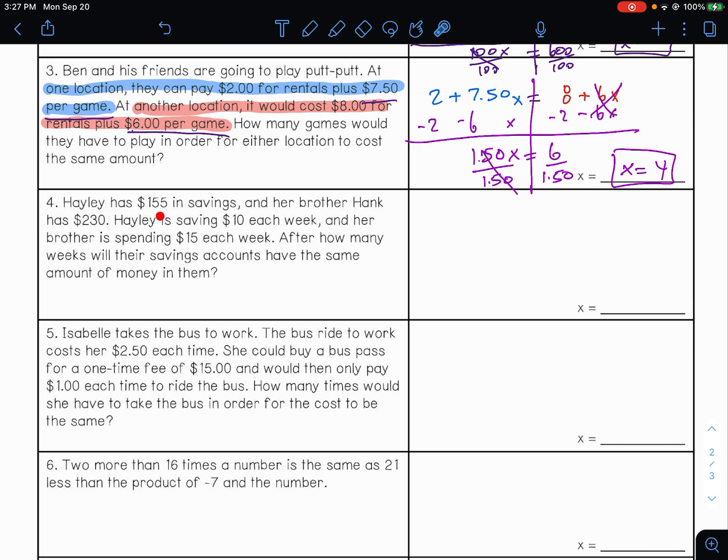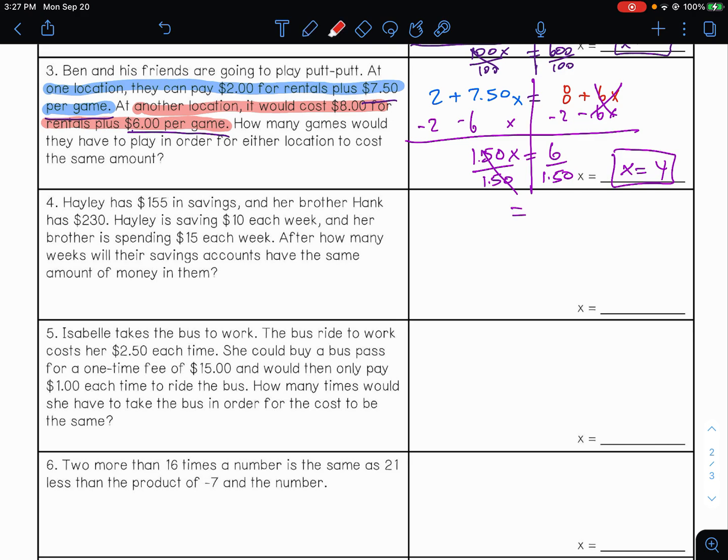Haley has $155 in savings, and her brother Hank has $230 in savings. Haley is saving $10 each week, and her brother is spending $15 each week. After how many weeks will their savings accounts have the same amount of money in them? So she has less in her account. He has more. She's saving money, so her money keeps going up. He's spending money, so his money keeps going down. At what point will they have the same amount?